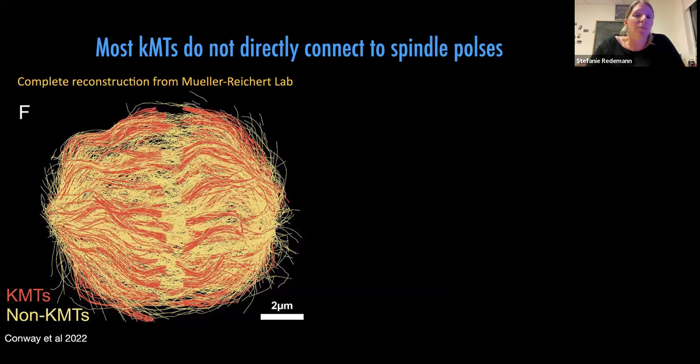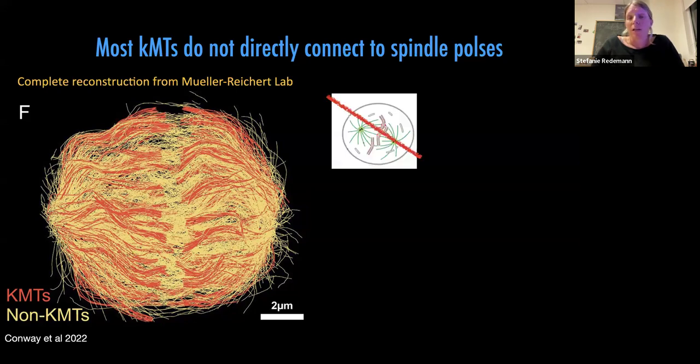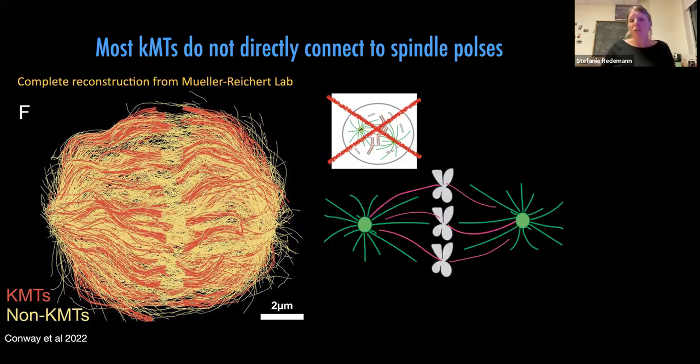Okay, and so this we found initially in C. elegans, but the Thomas Müller-Reichert lab also reconstructed HeLa cells, and you can see that in HeLa cells it is very much the same. So you have kinetochore microtubules that are attaching to the chromosomes, and then you have non-kinetochore microtubules, and what they find is that those kinetochore microtubules also do not directly connect to the spindle poles, right? And so this initial textbook model is somewhat incorrect, and if you wanted to modify it, it would look something like this, right? Showing that kinetochore microtubules are not directly connected to the pole. Okay.